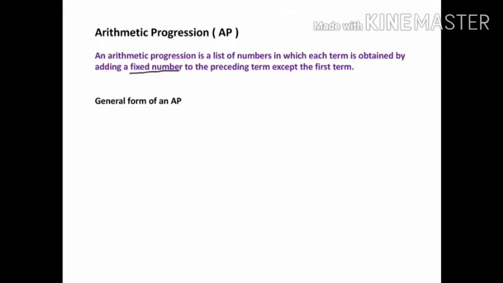So let's write down a general form for an AP. Consider a list of numbers as A1, A2, A3, A4, and so on. These numbers are called terms of the AP. So A1, A2, A3, and A4 are terms of the AP. A1 is the first term, A2 is the second term, A3 is the third term. The numbers written as subscript indicate which term of the AP this number is.